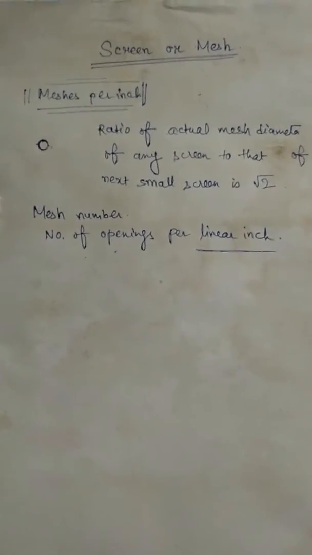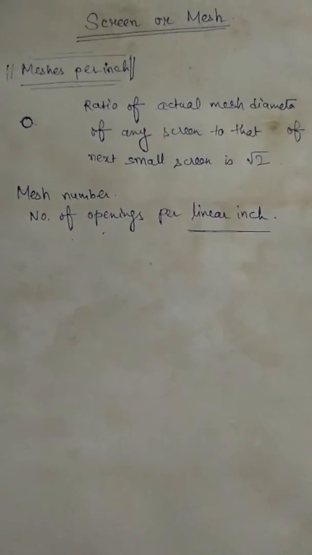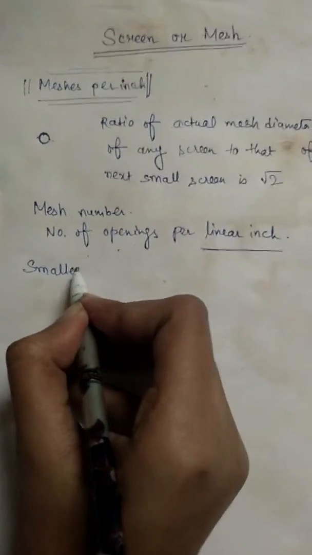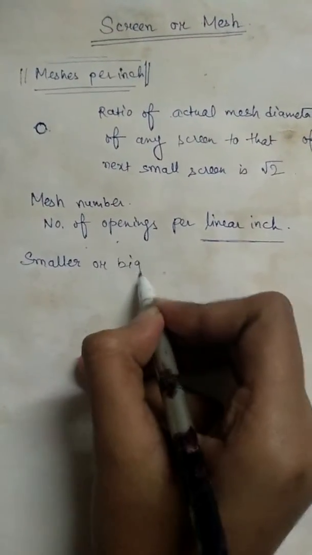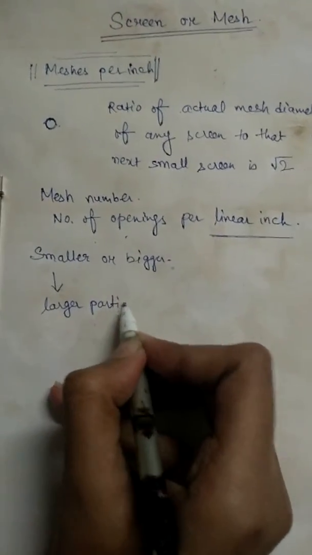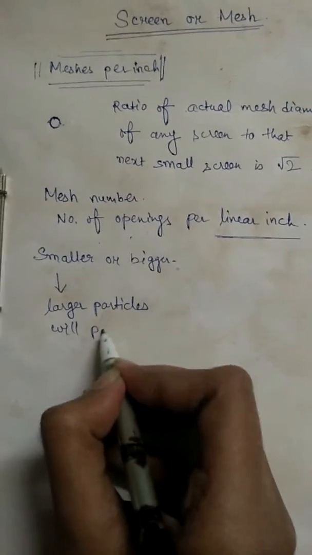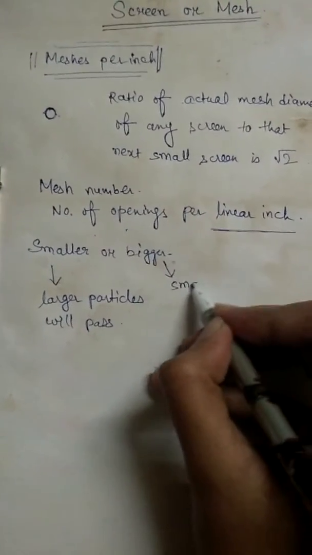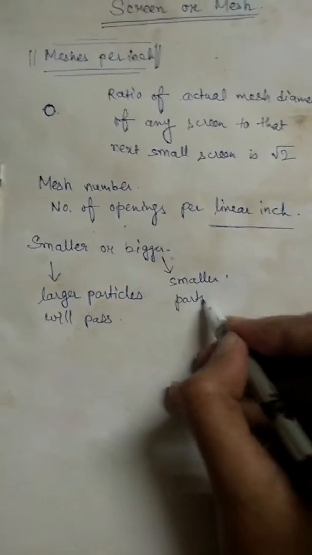So as you can understand, the smaller the mesh number, it means you have a smaller number of openings, so larger particles will pass through it, because if you have a smaller number of openings, that means the diameter of openings is larger, hence larger particles will pass through it. So you must remember this mesh number helps you determine whether it's smaller or bigger. If it's smaller, then larger particles will pass. And if the mesh number is bigger, then smaller particles will pass. It means finer particles.